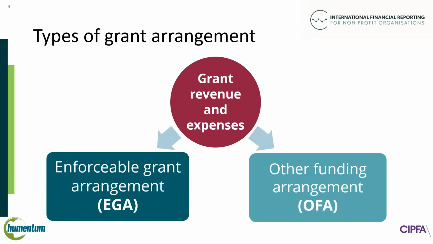Grant arrangements that provide revenue for an NPO, or create an expense for a grant-providing NPO, are classified as one of two types. They are either an enforceable grant arrangement, an EGA, or another funding arrangement, an OFA. These terms have been adapted from IPSAS 47, Revenue, and IPSAS 48, Transfer Expenses. These standards use the terms binding arrangement and non-binding arrangement. The adaptations have been made because, in INPAG, EGA and OFA only relate to grants, whereas in IPSAS, binding and non-binding arrangements can also include contracts.